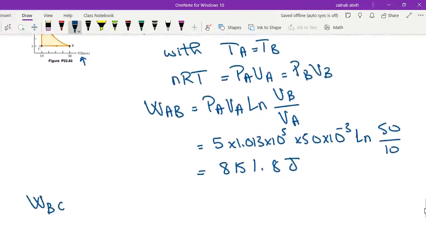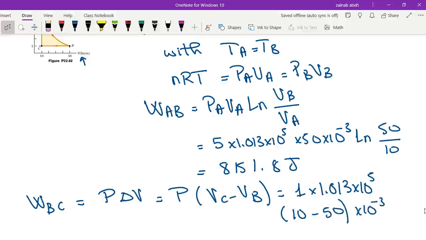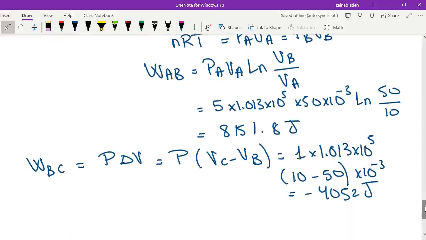The work of BC. BC is an isobaric process, so the work is easy. It's equal to pressure times delta V, so pressure times V final, which is C, minus VB. I can read the pressure from the graph. It's 1 times 1.013 times 10 to the power 5. VC is 10, VB is 50, and don't forget to multiply by 10 to the power minus 3 because the volumes are in liters. Calculating all of this will give me minus 4052 joule. Now the work for AC, it's an isochoric process. The work for AC is 0, so no need to calculate its work.